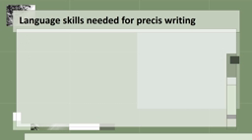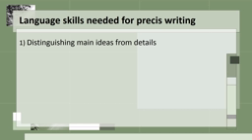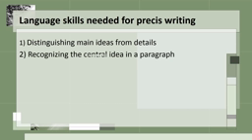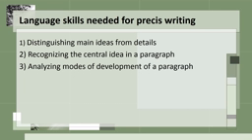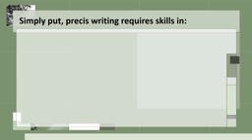Okay, language skills needed for Precis Writing. Okay, if you're the type of person who likes combo meals, then you and Precis Writing have something in common. Why? Because Precis Writing basically will involve a combination of skills. Okay, first, you must know how to distinguish main ideas from details. Okay, and recognizing central idea in a paragraph, analyzing modes of development of a paragraph. Okay, simply put, these are the specific skills you need, like a combo of skills that you need to have.